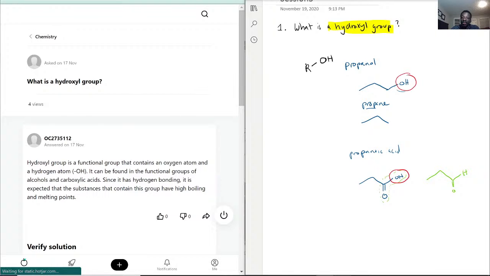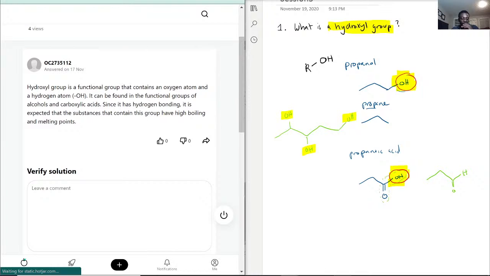So one molecule can have several hydroxyl groups. For example, if I had something like this, I can have multiple hydroxyl groups. I can have an OH here, an OH here, and an OH here. Each of these OHs are hydroxyl groups. So hopefully we've hit that nail on the head several times of what a hydroxyl group looks like. And with that, let's see what they said here.